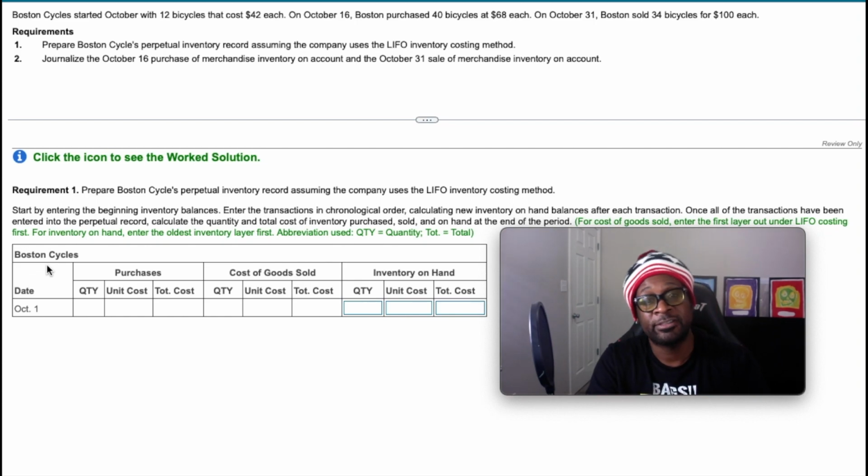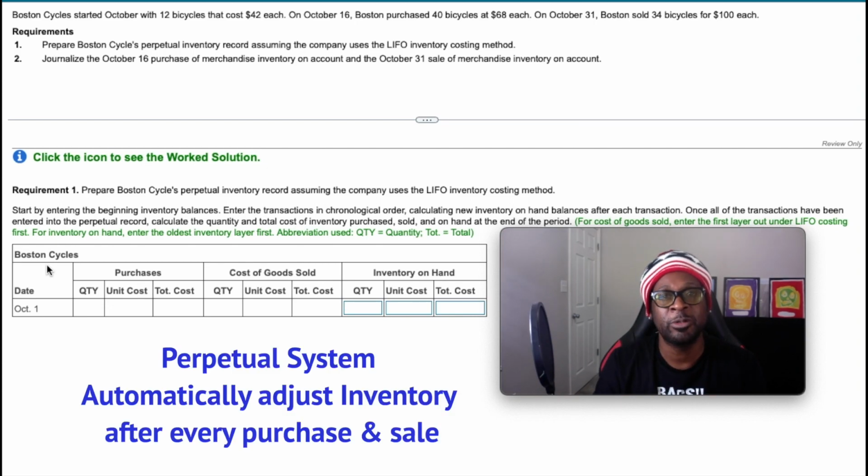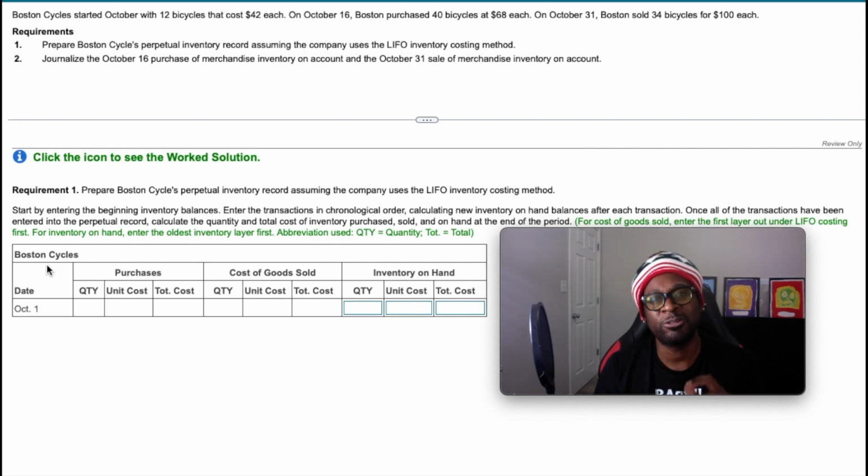Since we're utilizing the perpetual system, we must remember that in terms of recording inventory, we always adjust our inventory account based on every purchase and every sale, which means we journalize it after each transaction. The perpetual system also tells us that when it's time to account for our sales, we account for them immediately as they occur. So first they want us to account for the beginning of the period, October 1st.